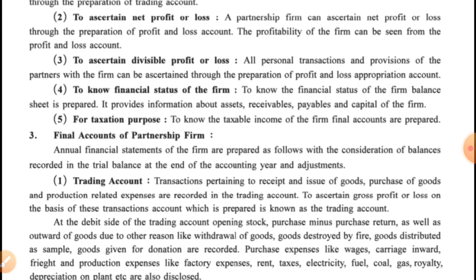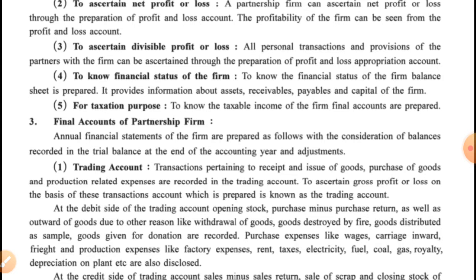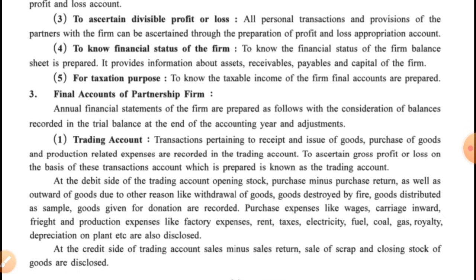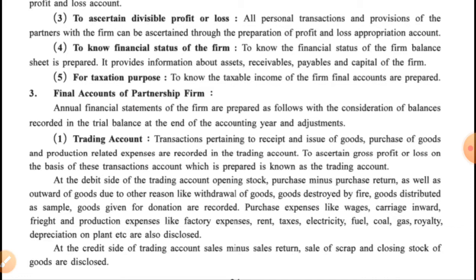Now, moving on with the first step that we have to prepare in final accounts of partnership, that is to prepare the trading account. Trading account in sole proprietorship and in partnership firm are almost similar. Here, which type of transactions are recorded? We can see to it.